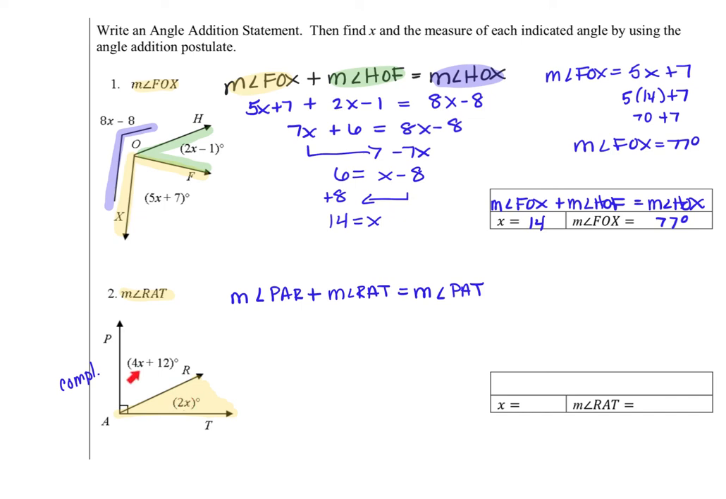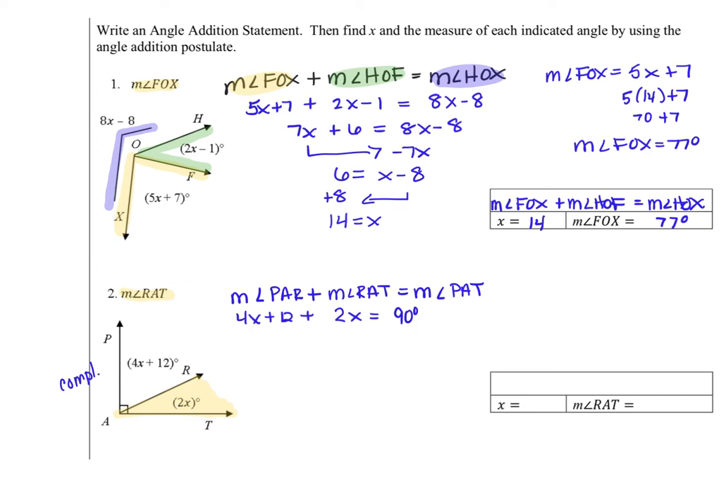So angle PAR is right here. So I'm going to replace the PAR with 4x plus 12. And then measurement of angle RAT is 2x. So I'm going to replace that with a 2x. And then measurement of PAT, that's the outside right here. And I already know that that's 90. So I'm just going to write 90 degrees.